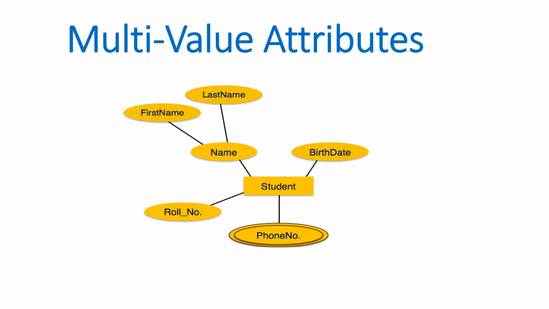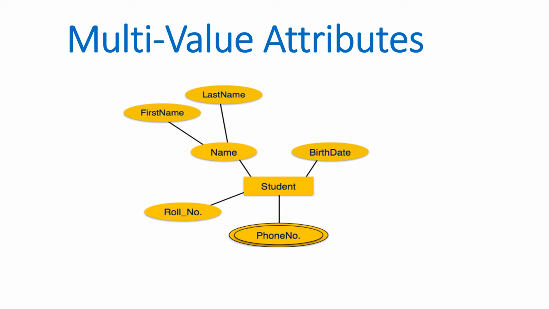Next one is multi-value attribute. In the multi-value attribute, say in this case phone number is a multi-value attribute. For the phone number, the student can have more than one phone number. A student can have more than one email ID. A student can have more than one skill. A student can have more than one hobby. So for the same attribute, I can give more than one value. It is possible. So in this case, it is called a multi-value attribute.